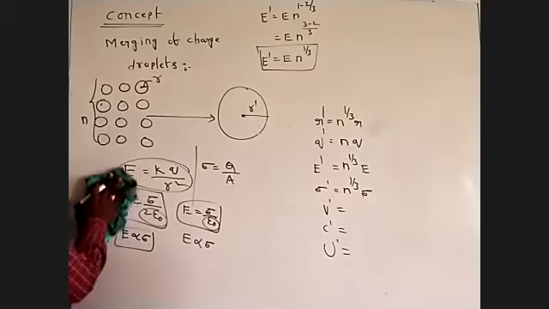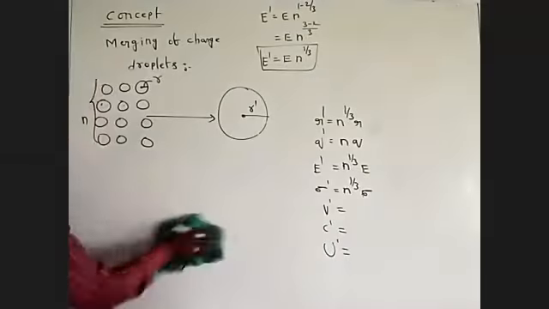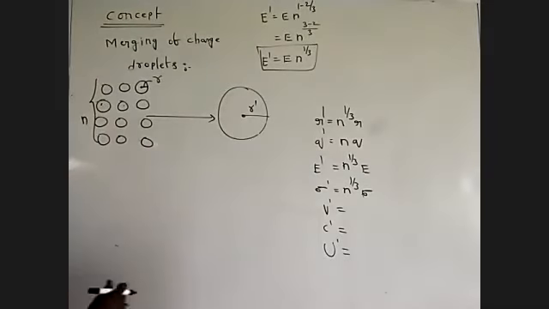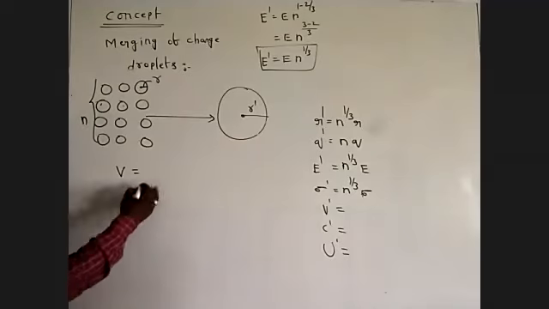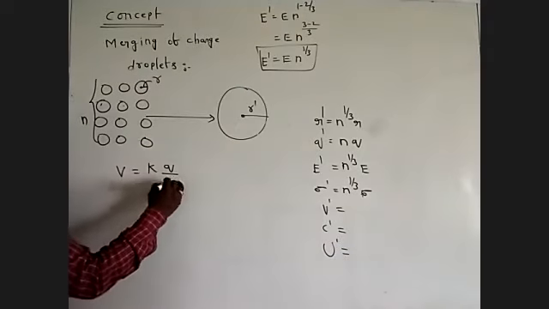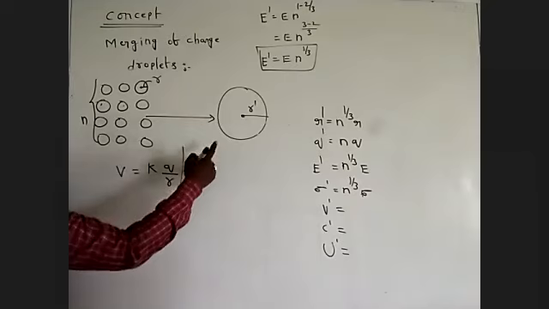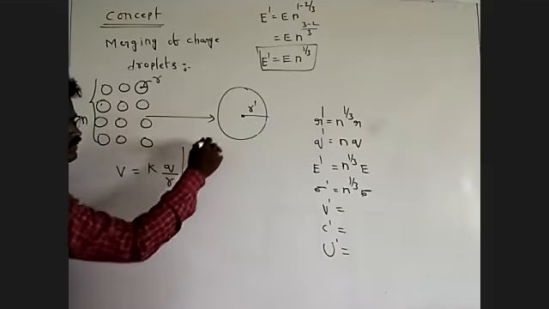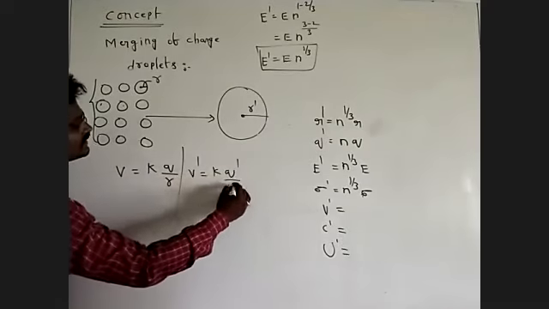Next is electric potential. So what is the electric potential? Electric potential value is V dash. Electric potential V is equal to K Q by R. This is a general formula. For this large drop, having V dash, K, charge is Q dash, radius is R dash.